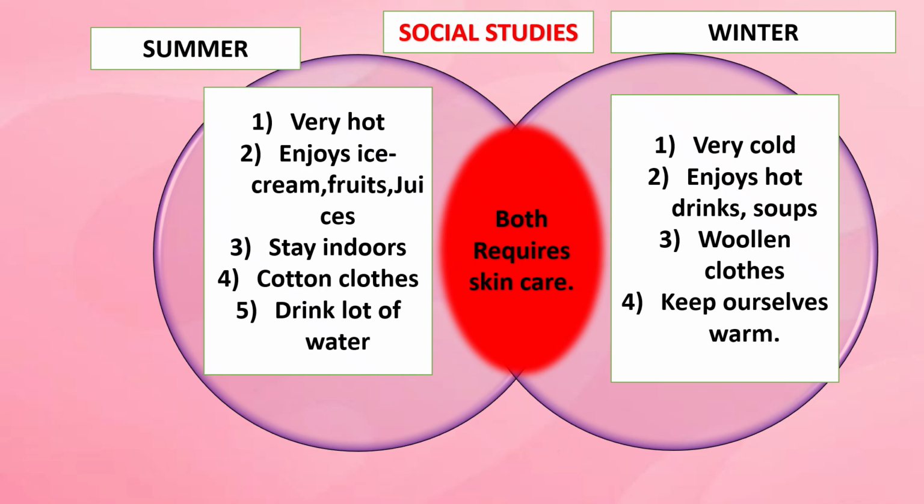We can even do it as an activity. In a ground, you can draw two Venn diagram circles. You can tell them to keep some objects and fix them in summer or winter.